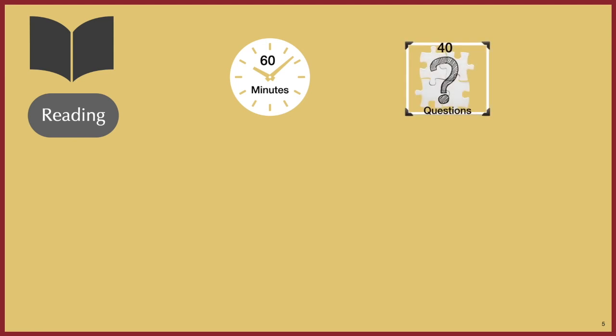The reading section. It takes 60 minutes to complete the reading section, during which you'll be presented with 40 questions, which are distributed among 3 sections, as in the general training module of the IELTS exam, or 3 passages, as in the academic module of the IELTS exam.